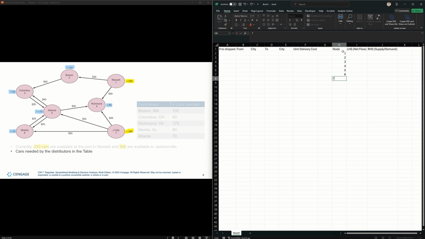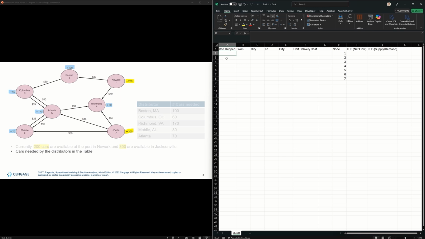All right, so the number of cars to be shipped from where to where, that's the problem. This is what we're trying to do. We're trying to minimize the delivery cost here as much as we can by deciding how many cars to be delivered from where to where. That's the transshipment problem, basically.